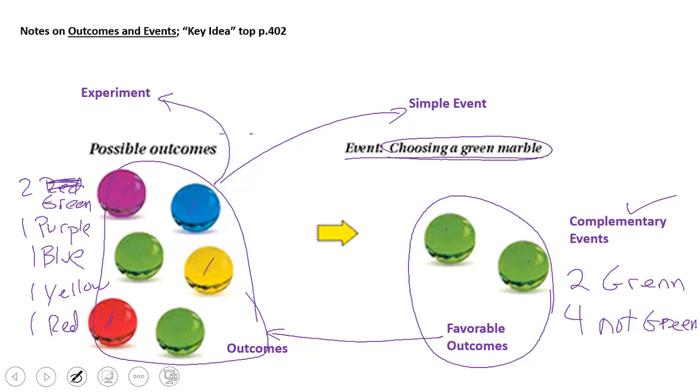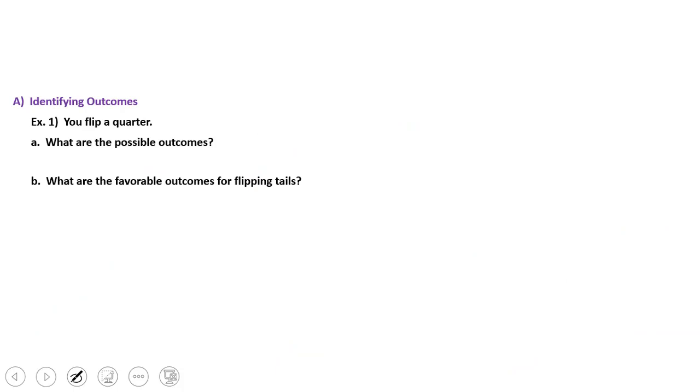All right? Well, let's move along with identifying outcomes. You guys know what a coin is. Let's talk about flipping a quarter. What are the possible outcomes of flipping a quarter? That's right. We have heads. We have tails.